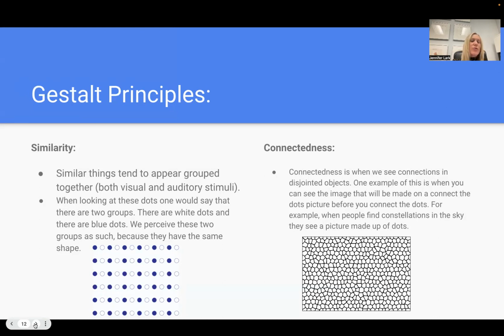Okay. So the first Gestalt principle we're going to look at is similarity. This basically says that similar things tend to appear as grouped together. And this applies to both visual and auditory stimuli. So, for instance, when you're looking at the dots here, you could say that there are two groups. There are white dots and there are blue dots. And we perceive these two groups as such because they have the same shape and they're the same color as each other. We see blue dots, we see white dots, and that's what most people would say they see. Look at that particular picture.